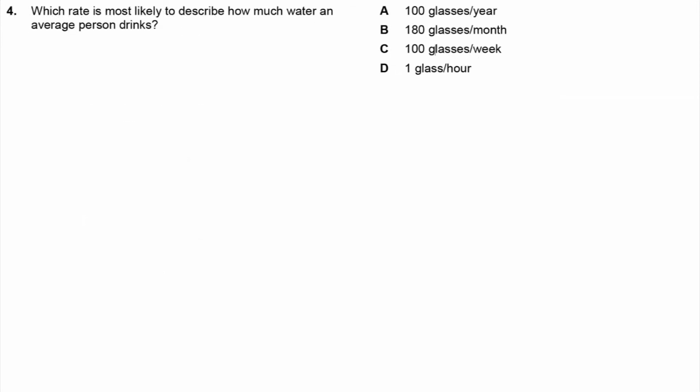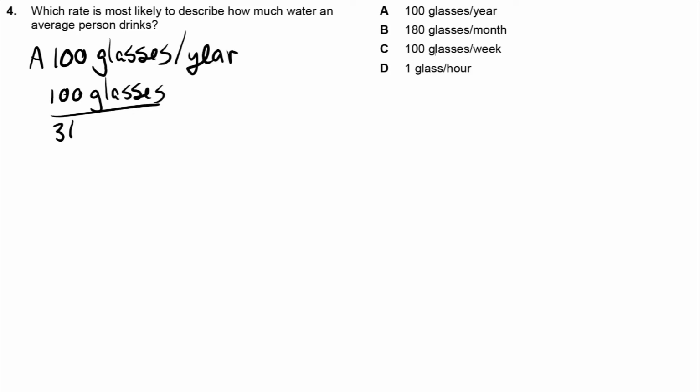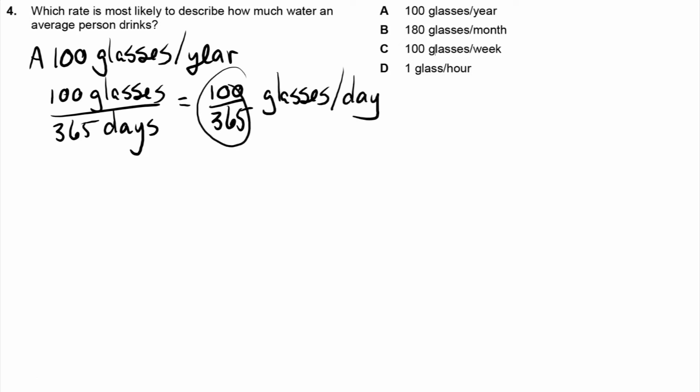Which rate is most likely to describe how much water an average person drinks? Well, let's look at option A, 100 glasses per year. Well, that's the same as saying 100 glasses every 365 days. Another way of writing that, of course, is 100 divided by 365 glasses per day. So 100 divided by 365, that is less than 1/3 of a glass per day.